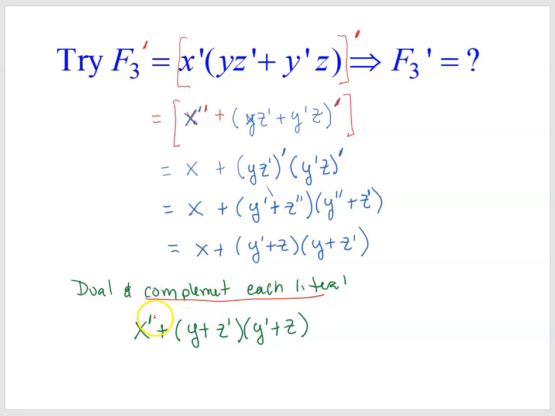and then we'll complement each literal. We get a prime, a prime, a prime, a prime, a prime, and evaluating our involution theorem, that's our x or y prime or z, y or z prime. All right.